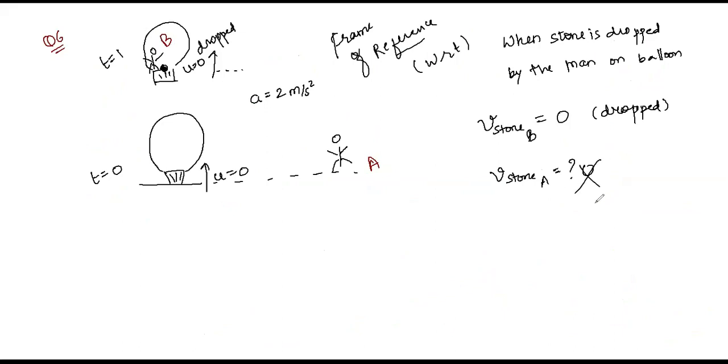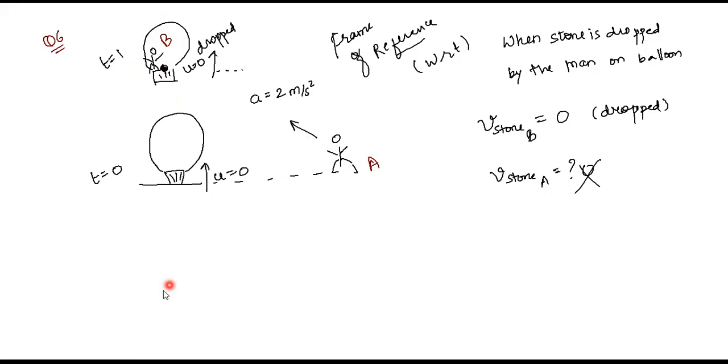Why? I'll give you an example. For the man who is standing on the ground, what is he seeing? He is seeing that the man in the balloon, along with the balloon, is rising up. I will repeat: the man on the balloon along with the balloon is rising up for this man over here. So this man sees the balloon and all its contents also rising up.